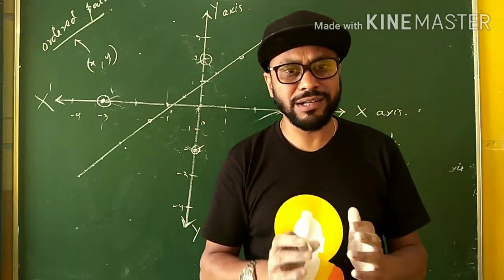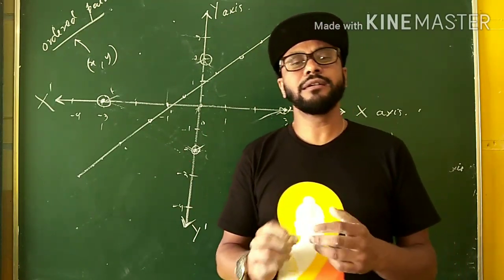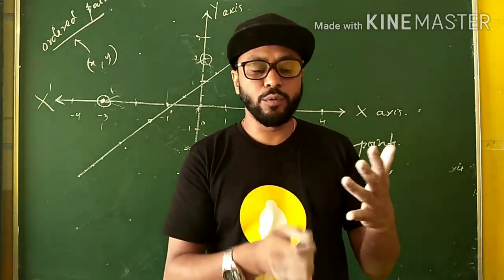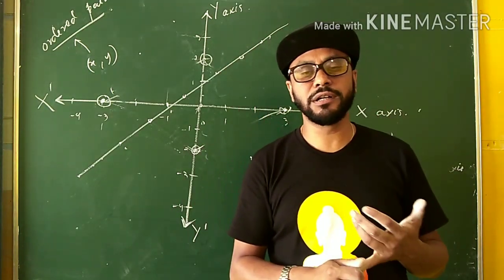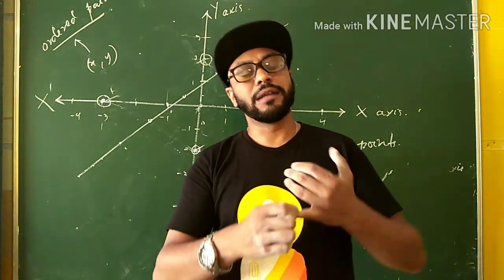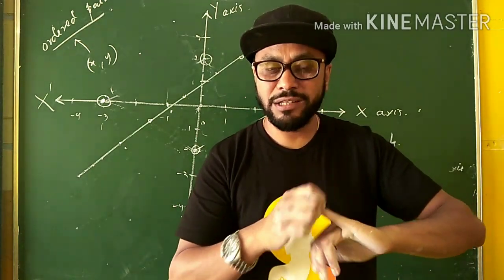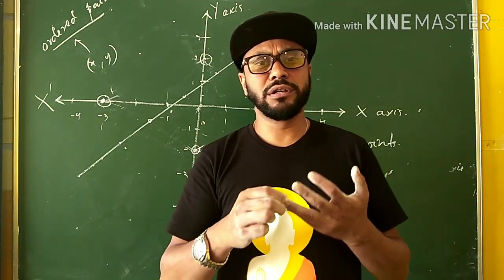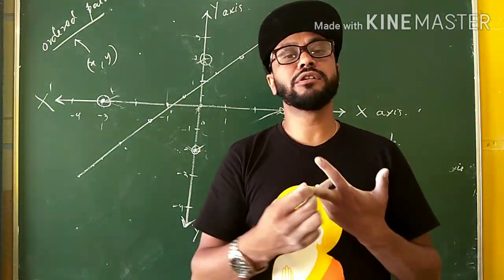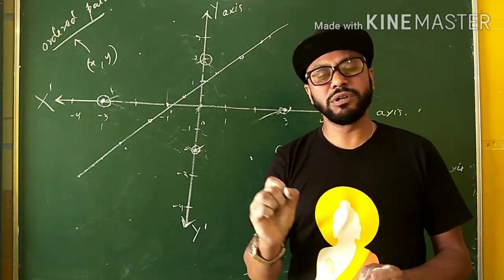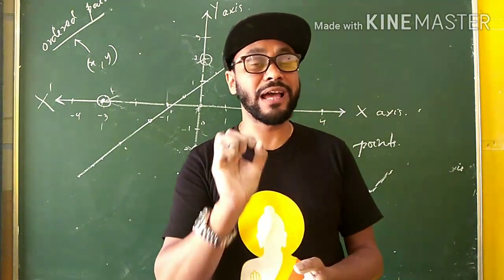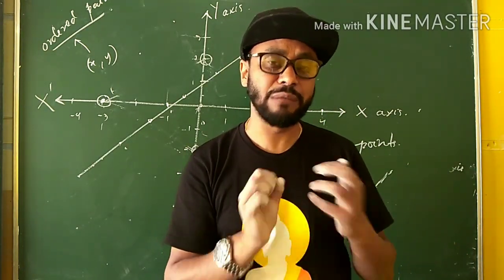So how to draw the straight line by using a graph, and like we can solve simultaneous equations. So what we have learned in previous classes, simultaneous equations can be solved by using the cross multiplication method, substitution method, and elimination method. But by using coordinate geometry, also we can find the value of x and y. We can solve the simultaneous equations.